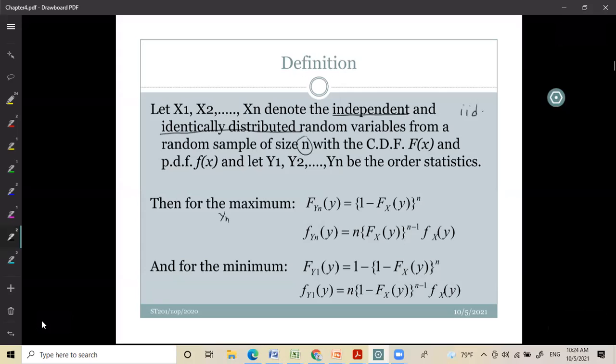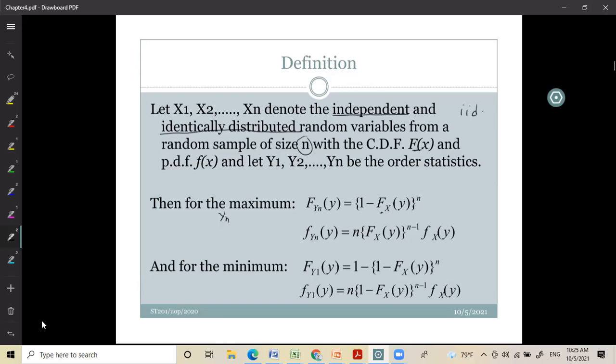Now our variable is y, not x. So that will be capital Fx of y, the whole thing to the power n. Now this Fx is the original Fx, but evaluated at y. I'll show you how to derive these statements, but for now, look at these equations.